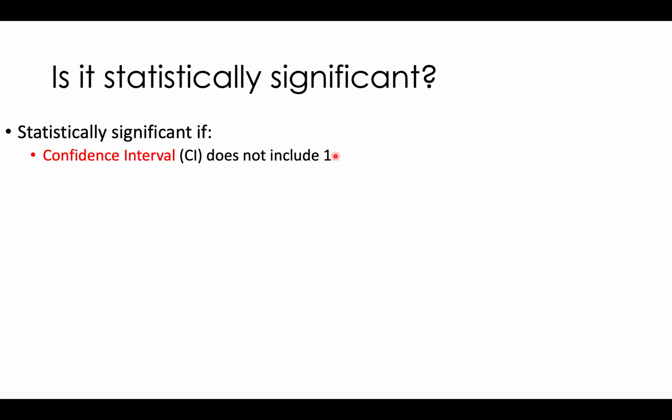So if you have a confidence interval that is 1.5 to 2, that's good. We like that. But if your confidence interval is like 0.5 to 1.5, that includes 1, and we don't like that. For whatever reason, we don't like the number 1, and we don't want to include it in our confidence interval.